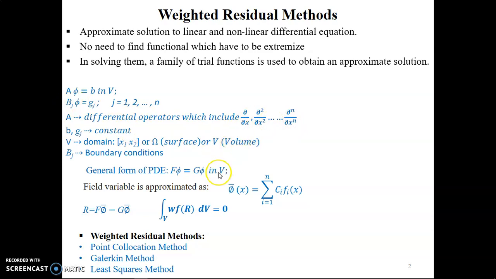So the first task in the weighted residual method is to approximate the solution using certain constants and trial functions. The approximation of this primary field variable will depend upon the number of coefficients or the number of points you have selected in a particular engineering application, and the selection of these points again will depend upon the complexity of the problem.